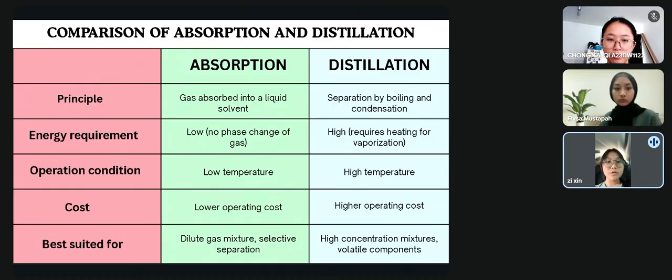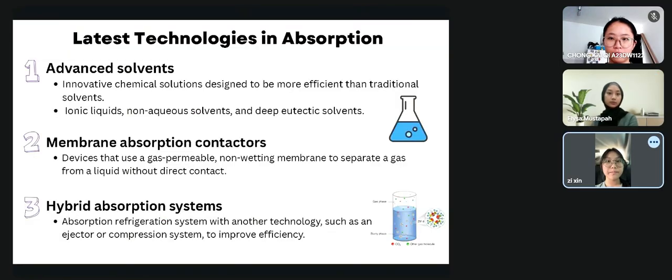In contrast, distillation works by separating components through boiling point and condensation. It requires high energy because it involves heating for vaporization. It also operates at high temperature and has higher operating cost. Distillation is more suitable for high concentration mixture and volatile components.